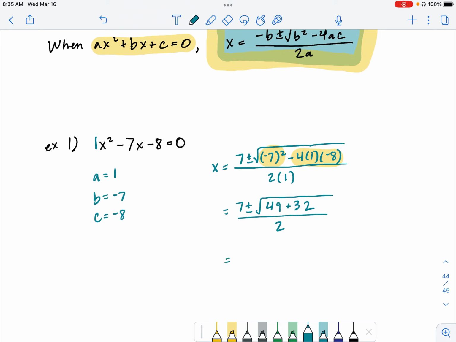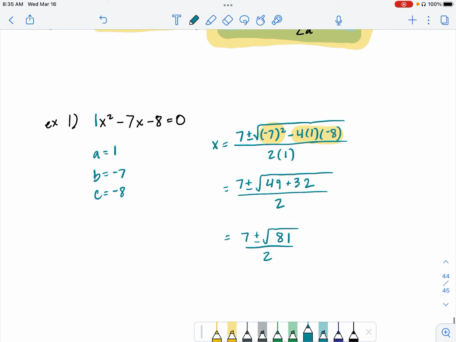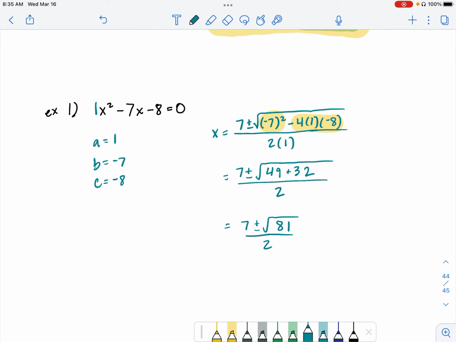Now I can simplify under the radical further by adding 49 and 32. 49 plus 32 is 81. Keep rewriting everything else. Now, I can be finished here if 81 can't be reduced, if the square root of 81 is as simple as it gets, but actually we can take the square root of 81. The square root of 81 is 9. So I can rewrite this as 7 plus or minus 9 over 2.